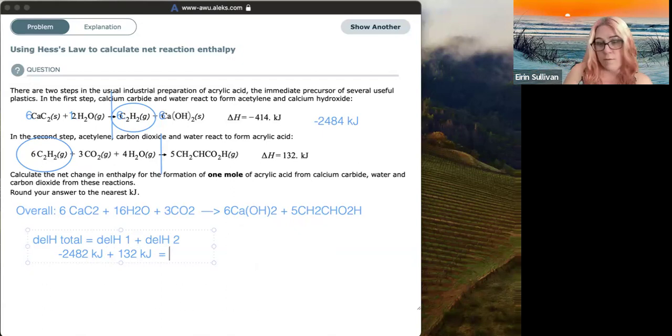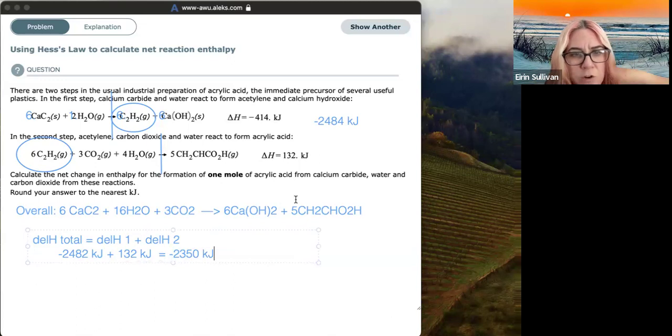So it's 132. It's, oh, hang on. 248 minus 2482 plus 132 should be minus 2350 kilojoules. Okay, and that's for the whole reaction as written.